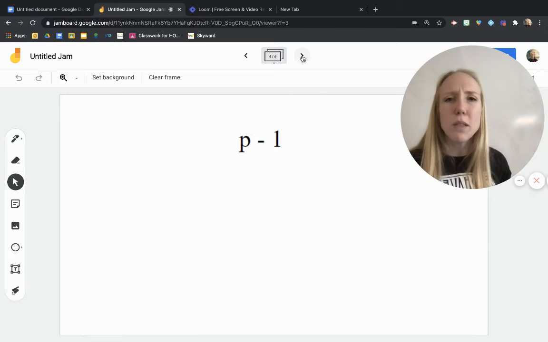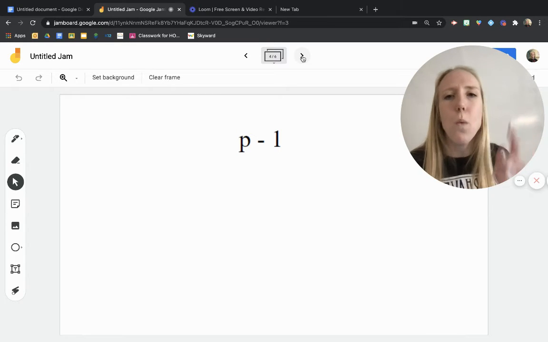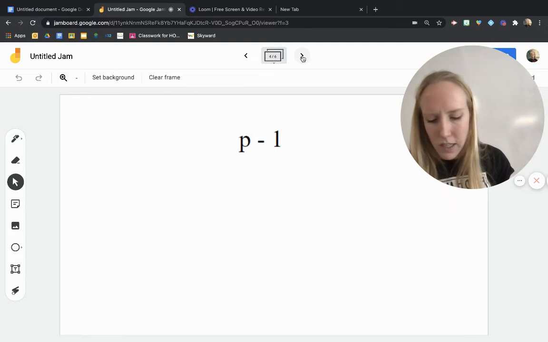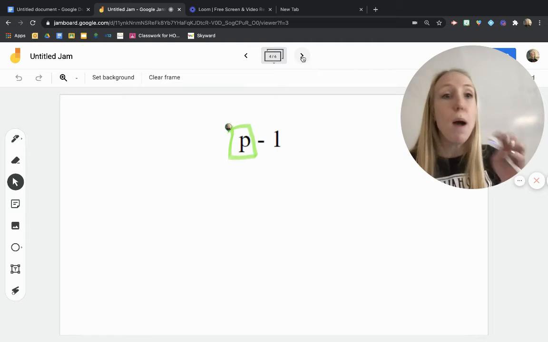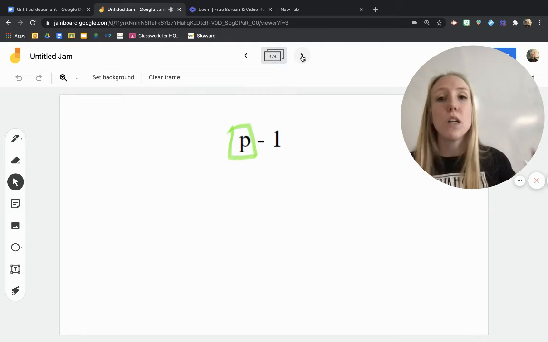What if it starts with subtraction? So we still want to get the variable by itself, but this one looks like it has subtraction. So first I've got to think, what is the variable here? Well, the variable here is p. I want p by itself. I don't want anything else with p. I want p totally by itself.